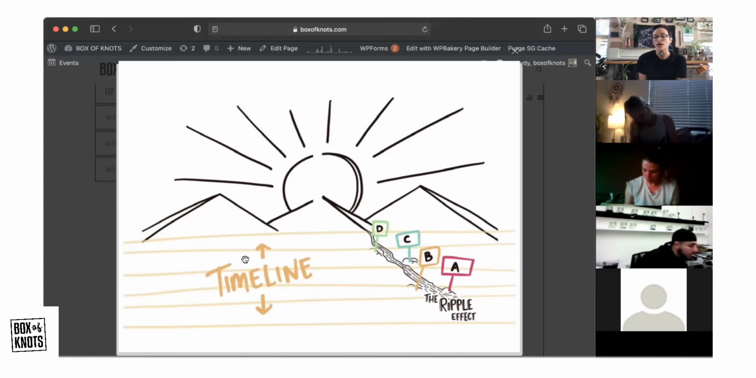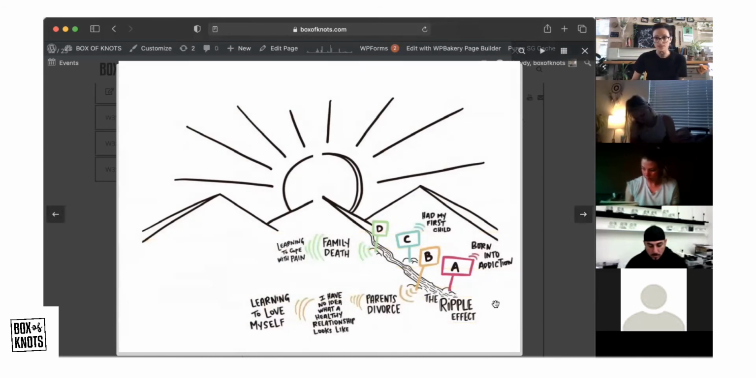So you could have A, B, C all the way to Z. You can even number them, however you want to catalog it. But I do recommend that you choose some way to identify them, so that when you have worked through something, it's no longer a boulder that you face. So that's the timeline.